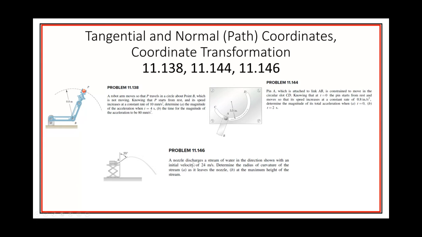Oh, here you go. A nozzle discharges a stream of water in the direction shown with an initial velocity of 24. Determine the radius of curvature of the stream as it leaves the nozzle and at the maximum height. By the way, part B is a trick problem. Well, not necessarily. No, it is kind of a trick. It's easier than you would think. You could do part B really quickly. It's easy. You kind of can do both of these, right? There's not really a projectile motion problem. Boy, that's a little deceptive here.